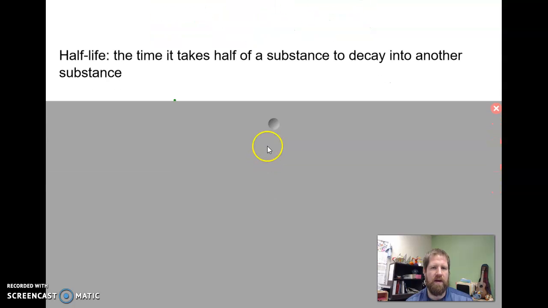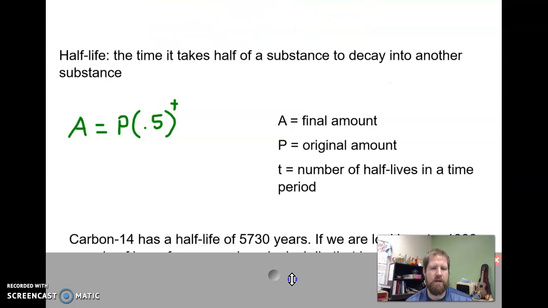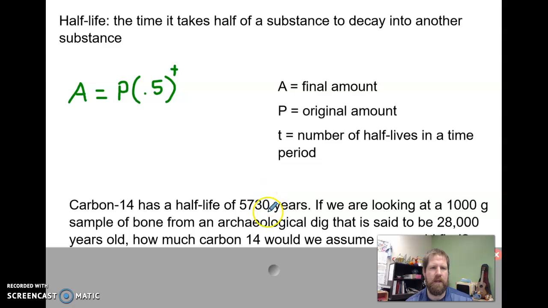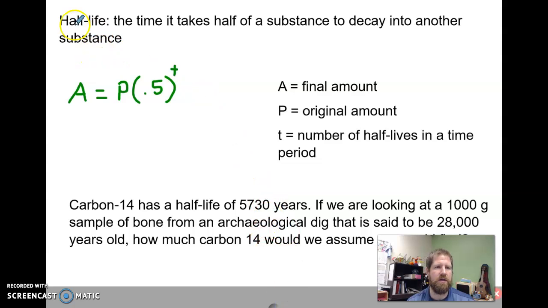With decay, the most common type of problem we get is going to be half-life. I think everybody's heard of it, but basically half-life is just the time it takes for half of some substance to decay into another substance.